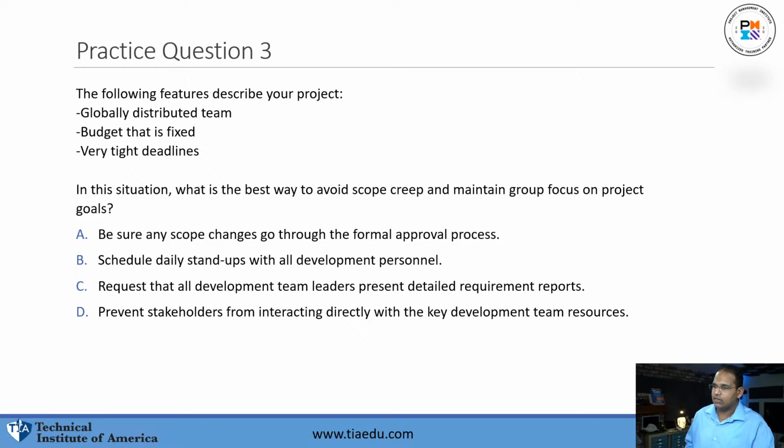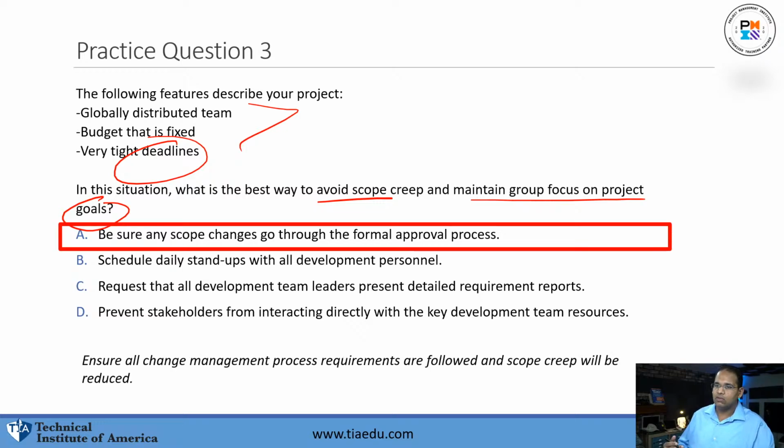So the key thing here, guys, we want to avoid scope creep. You want to maintain the group focus on the goals of the project, which really is the scope itself. So what can we do, right? We want to maintain those tight deadlines we're having, but you do have a pretty diversified team. The best thing we can do here is to be sure that any scope changes go through a formal process. By doing this, it's going to help to avoid the scope creep.